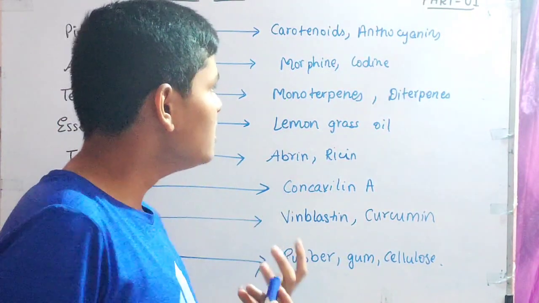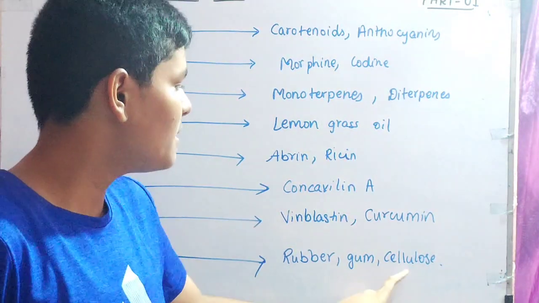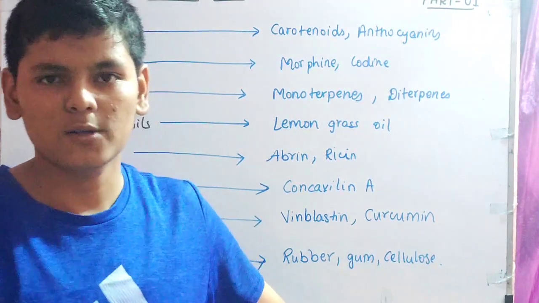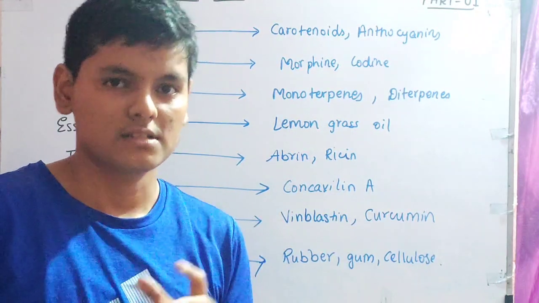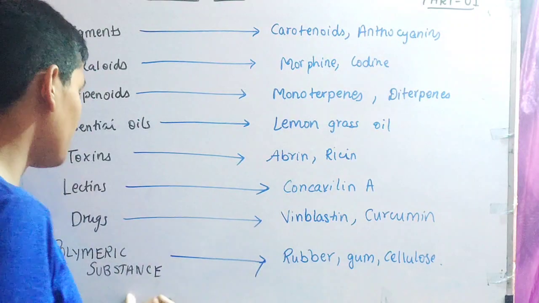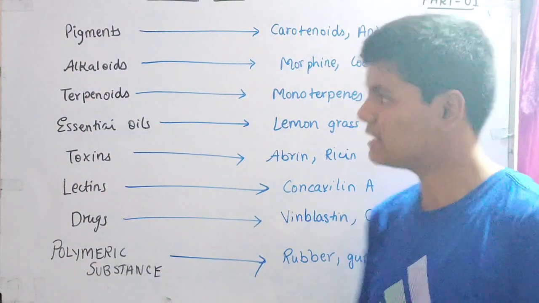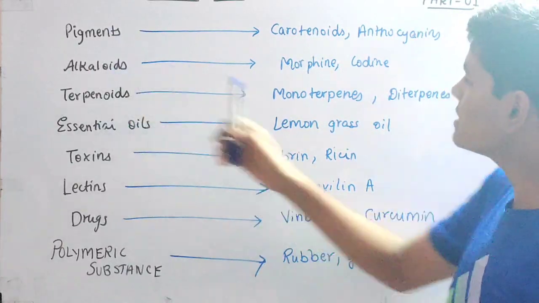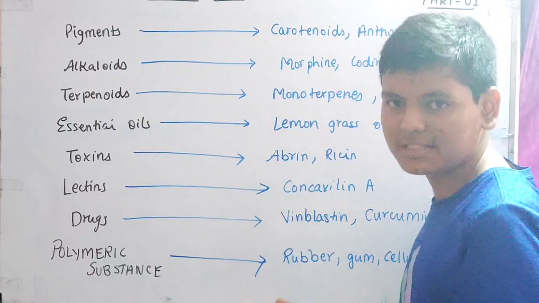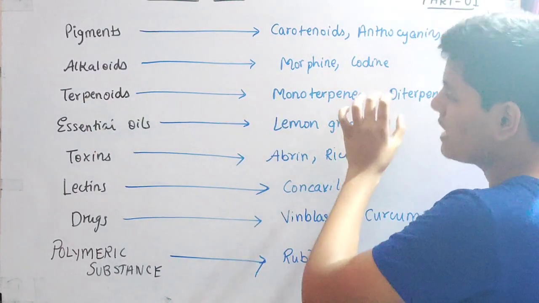Actually, over here they have written polymeric substances as cellulose. But I am not sure why they have written cellulose here, because cellulose is the cell wall. The cell wall of plants is made up of cellulose. So I don't know why it is under polymeric substances, but still it is given. So it is under the secondary metabolites. Alkaloids are also some kind of drugs. There are some special branches of drugs. Terpenoids are monoterpenes and diterpenes.